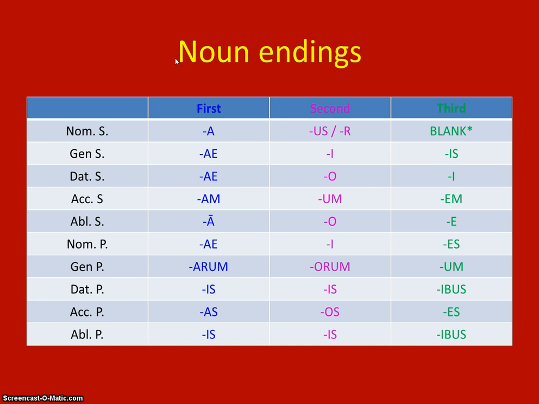For second, it's US, or sometimes it's an R. We'll talk more about that later. I, O, UM, O, I, ORUM, IS, OS, and IS. For third declension, we say that the first one is blank. That means there's no pattern to the ending there. There will always be a word in that spot, but there's no pattern to the ending. Okay, so it's blank, and then IS, I, EM, E, ES, UM, IBUS, ES, IBUS. Now, you need to have these written down before we go on to the next slide.